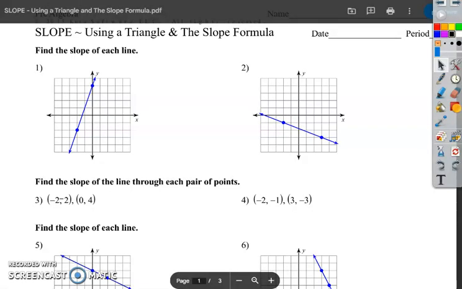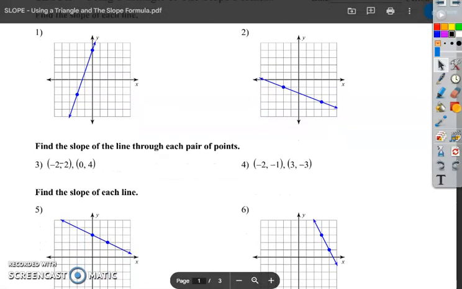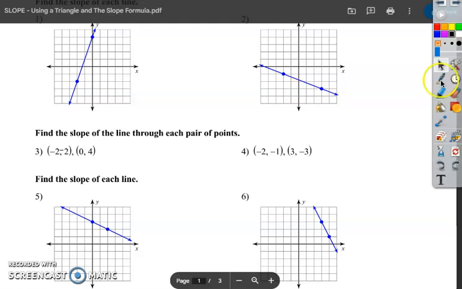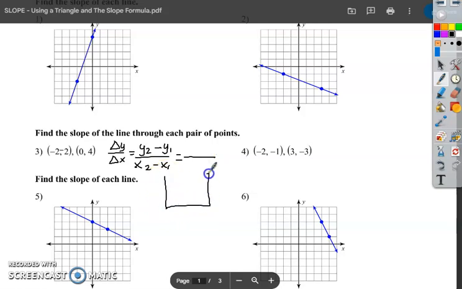Now, when we do slope through points, we're just getting started on this. So this would be delta y over delta x, or change in y over change in x. We almost need more room, but we can put our final answer down here. We'll just put a box, and that will go with this one.